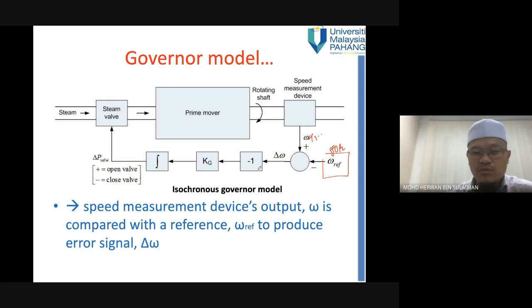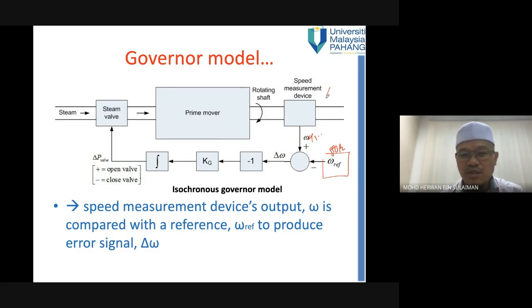And then you have a gain. The gain here is negative, meaning inverse negative. So multiplying negative gives positive. And then this 1 over s also has gain. So when positive, and then this is the integral function. If positive, it will open the valve. Meaning your valve will allow more steam to make sure that your prime mover becomes faster to meet the demand.